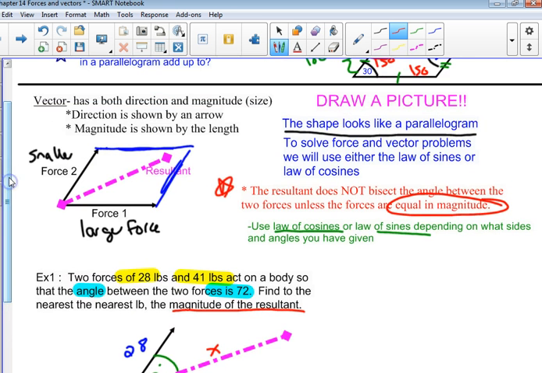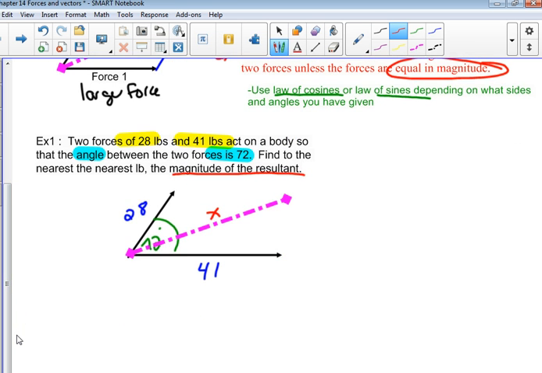Now, since we want to find the magnitude of the resultant, we want to know the length. Magnitude, way back up here, is shown by the length of something. So if they say the word magnitude, they want us to find how long that resultant is going to be. So what we're going to do is make this into a parallelogram. Does it have to be perfect? No. But let's label all the stuff we know.